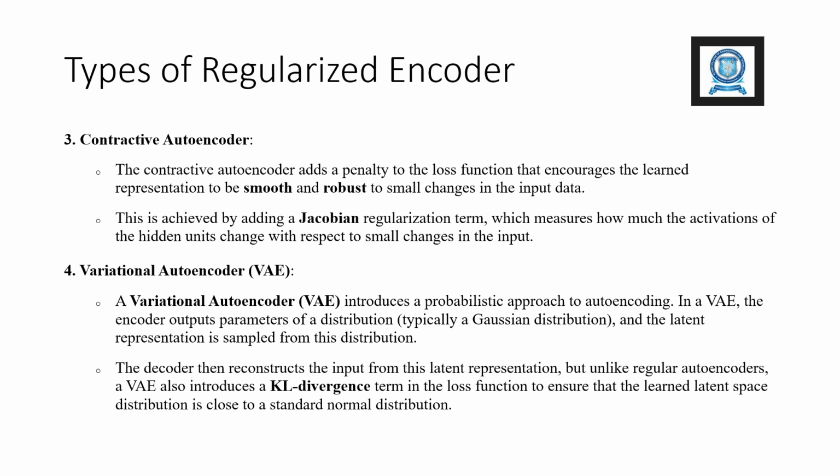Variational autoencoder. A variational autoencoder introduces a probabilistic approach to autoencoding. In VAE, the encoder outputs parameters of a distribution and the latent representation is sampled from this distribution. The decoder then reconstructs the input from this latent representation, but unlike regular autoencoders, a VAE also introduces a KL divergence term in the loss function to ensure that the learned latent space distribution is close to a standard normal distribution.